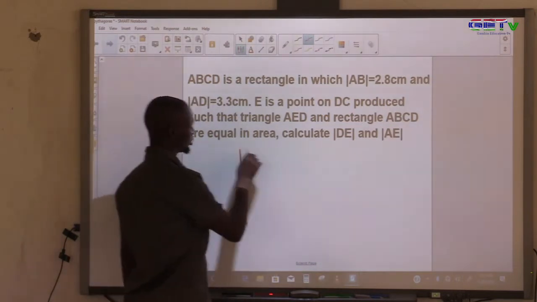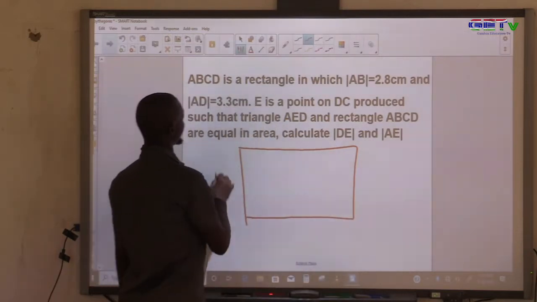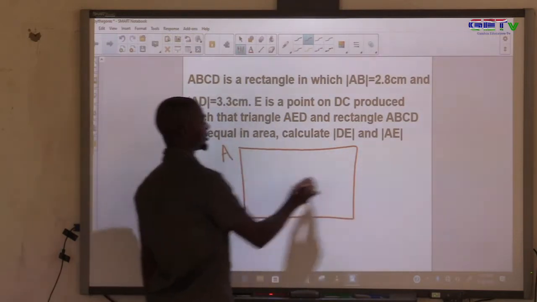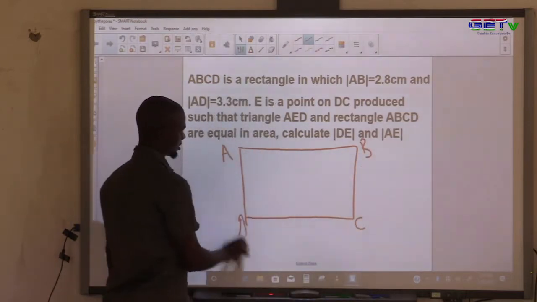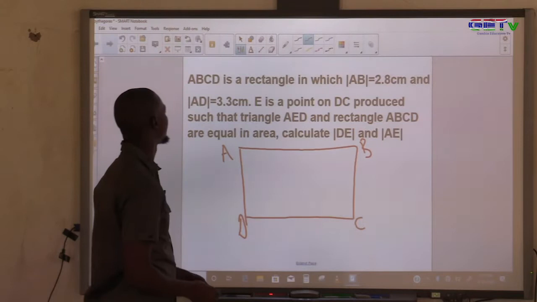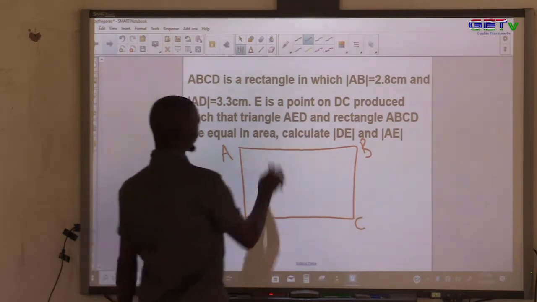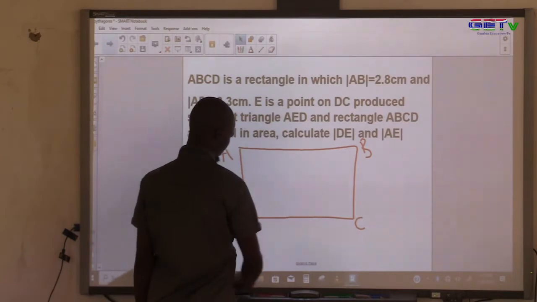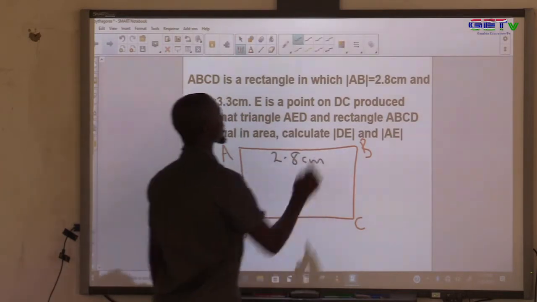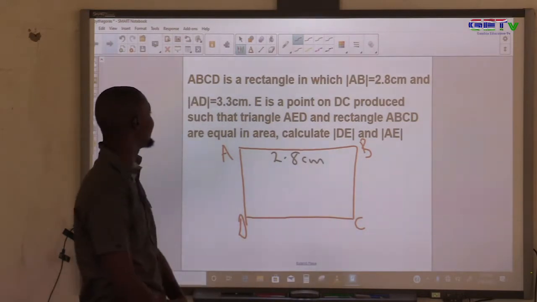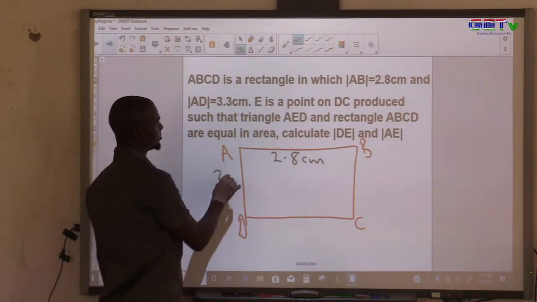The rectangle first. Rectangle A, B, C, D. They tell us AB is 2.8 centimeter. AB, 2.8, and AD 3.3. This is AD, 3.3.